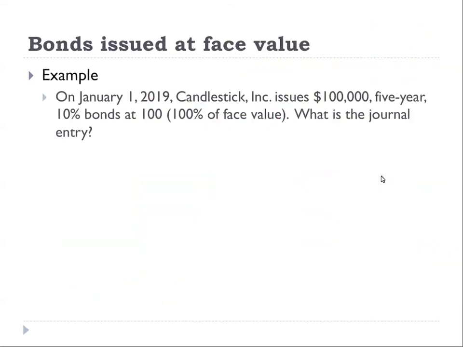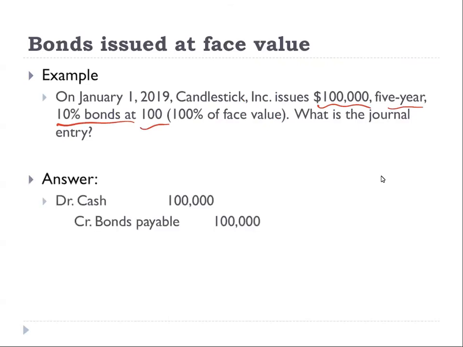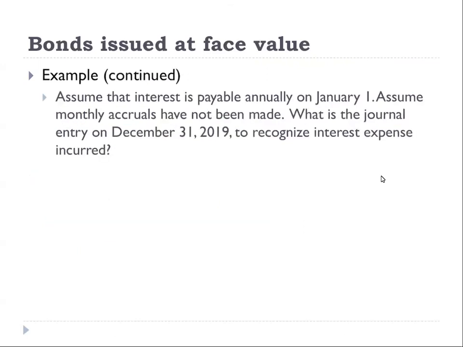So let's first look at if a bond is issued at face value. Supposedly this firm issues a 100,000 5-year 10% bond at 100, so 100% of face value. What is the journal entry? The journal entry here is basically to debit cash, credit bonds payable for 100,000. This is pretty straightforward. And let's continue the previous example.